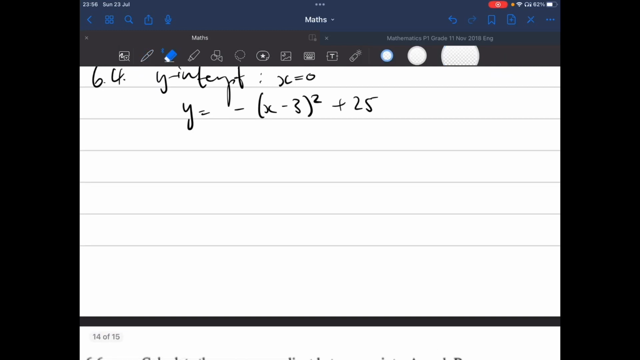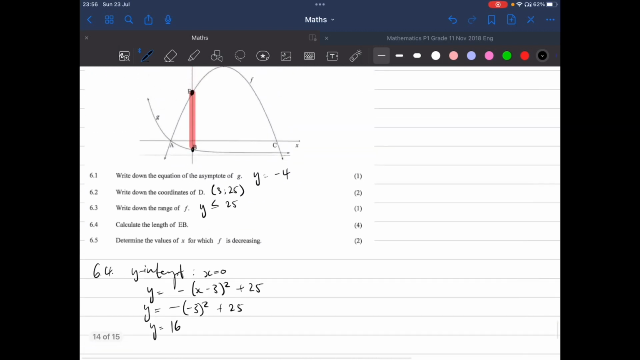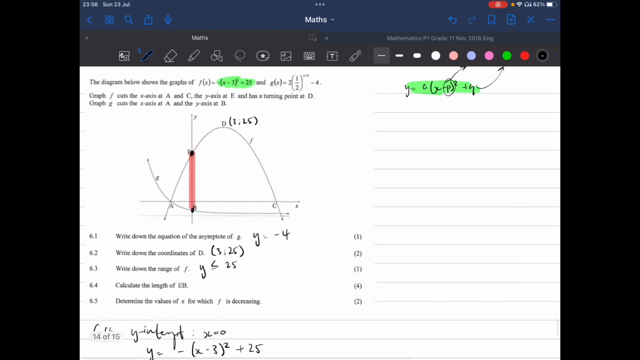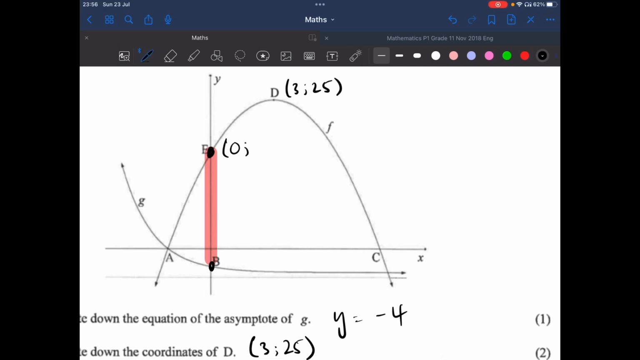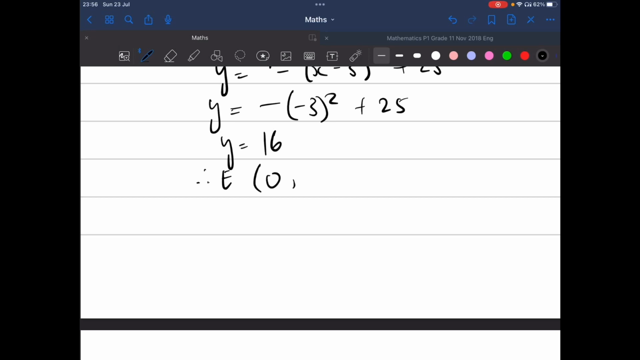So if we said x-intercept, y is equal to 0, we're going to now replace this x with 0. So y is equal to minus, and then 0 minus 3 is just minus 3 squared plus 25. Okay, so that's going to be minus 9 plus 25. So minus 9 plus 25 is 16. Okay, so that means that this point, this was E, is at 0 and 16. Okay, so let's put that in. So therefore E is 0 and 16.